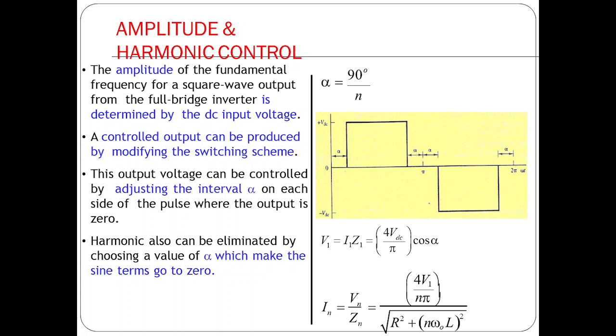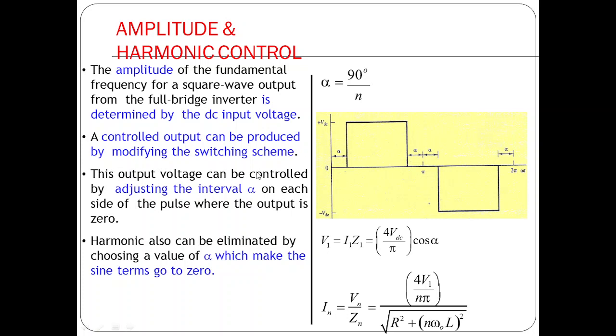So by modifying the switching schemes, we can control the output, and a controlled output can be produced by modifying the switching schemes also. Here the switching scheme is alpha equals 10 degrees by n. By applying any other techniques also, we can control this particular output voltage. So if you want to control the output voltage, you can apply any type of switching techniques or switching schemes.